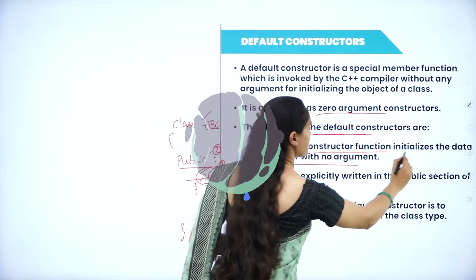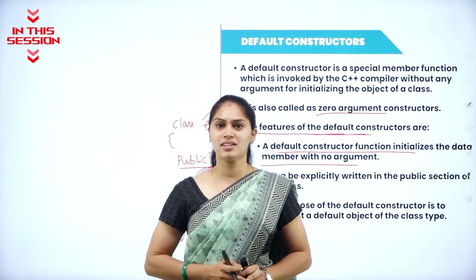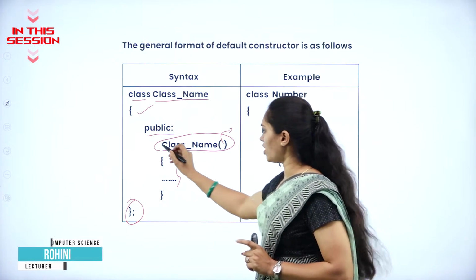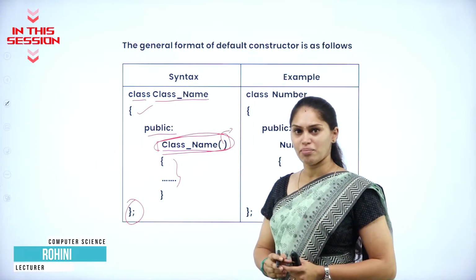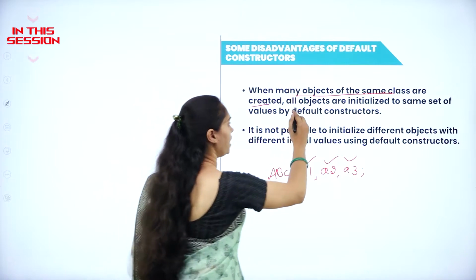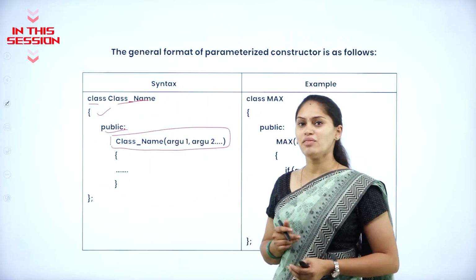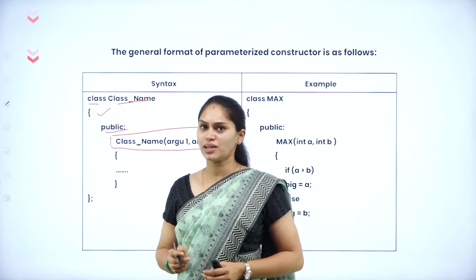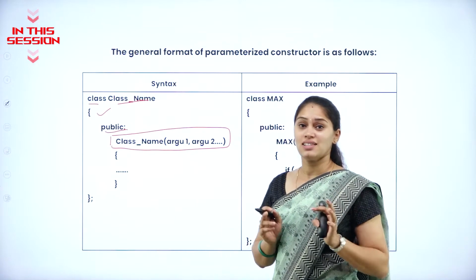So this default constructor function initializes the data members with no argument. So the main line of this default constructor is this one. Am I sending any of the arguments or a parameter within that function? No. Then all the objects are going to be initialized to the same set of values. If the member function has the same name as the class, then what can I call that? I can call that as what? Constructor.